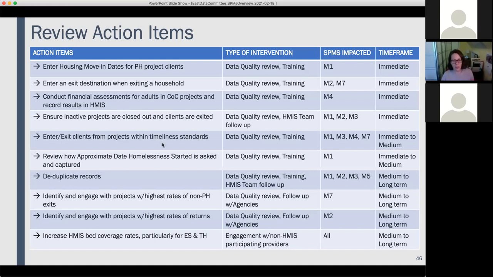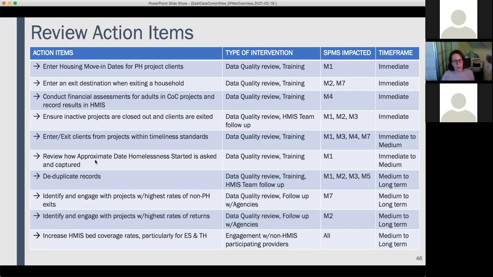And then in terms of the immediate to medium term, going back and reminding folks that there is a timeliness standard. And I know this is not always easy. It's easier said than done. But to really be entering and exiting clients and updating their information in a timely manner is important. It's important for the system in lots of ways.